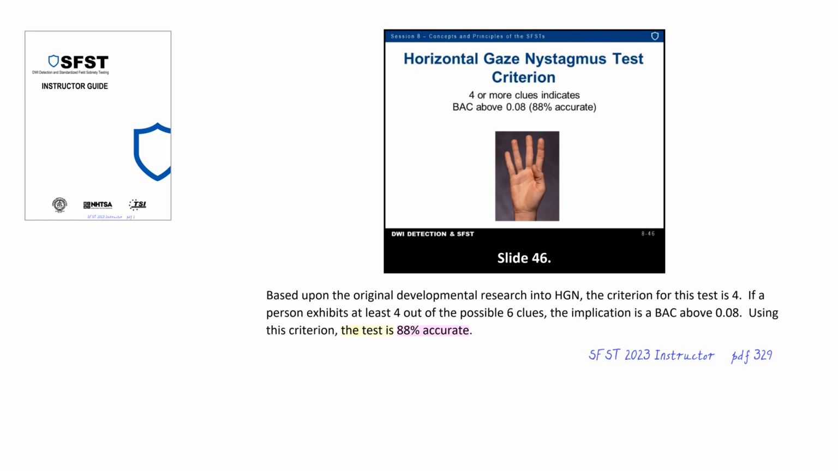Here's a page from the manual traffic police use to teach each other how to do their sobriety testing. So how accurate is HGN? Simple. 88%. HGN is 88% accurate. Simple. Easy. And that's all you got to know to interpret an HGN test. This is the number traffic police bring to court. This is the number prosecutors use to put people in prison.